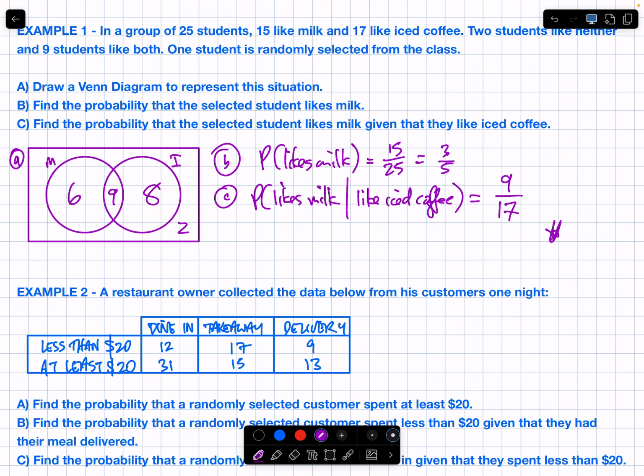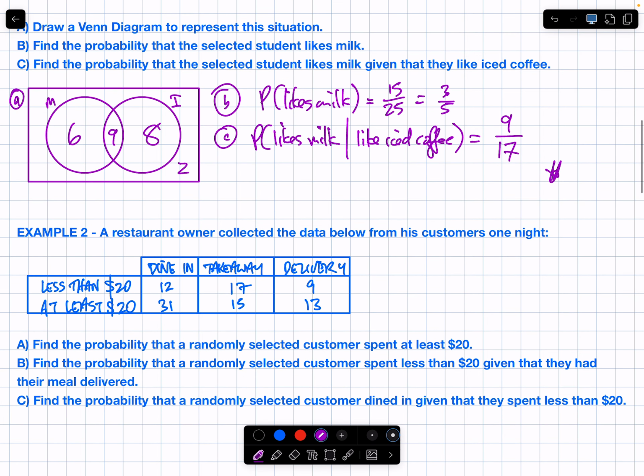All right, let's look at the two-way tables example. I'll leave it there so people can grab it. I've got a restaurant owner collecting data on customers. One night, people spent less than $20 dine-in, takeaway, delivery, or they spent at least $20 dine-in, takeaway, or delivery. Find the probability that a randomly selected customer spent at least $20. Can I find that yet? Do I have the numbers I need to do this? Yeah. You sure? What is it going to go over? Do I know how many? Is there a number there telling me the total customers?